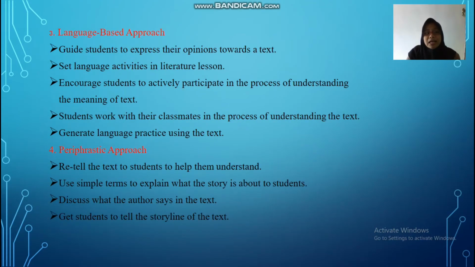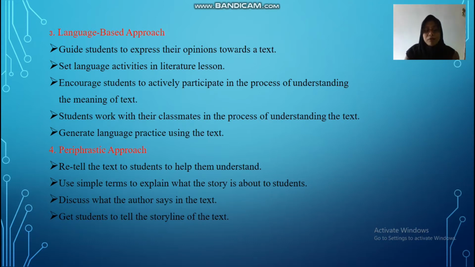Next, in point 3, there is the language-based approach. There are many kinds of points. The first one is to get students to express their opinions toward a text, and then set language activities in the literature lesson. Encourage students to actively participate in the process of understanding the meaning of the text, and students work with their classmates in the process of understanding the text. And the last, generate language practice using the text.